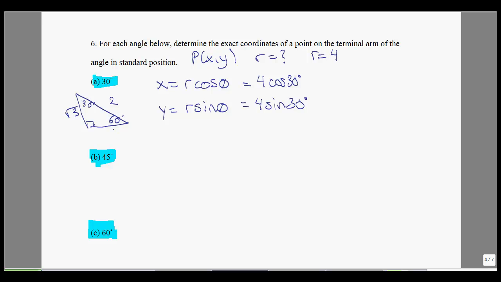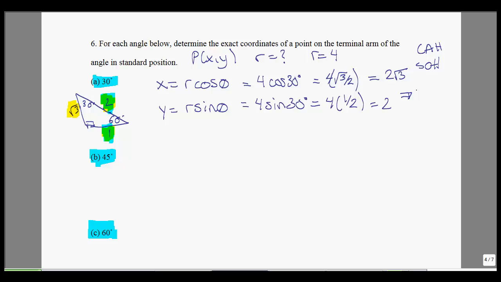root 3, and 1. So from our CAH and our SOH, cos 30 is going to be our adjacent over our hypotenuse, which is 4 times our root 3 over 2. And from SOH, our sine 30 degrees is going to be our 1 over 2, our 4 times our 1 over 2, which can be simplified to 2 root 3 and just 2, giving us a point of 2 root 3, 2.